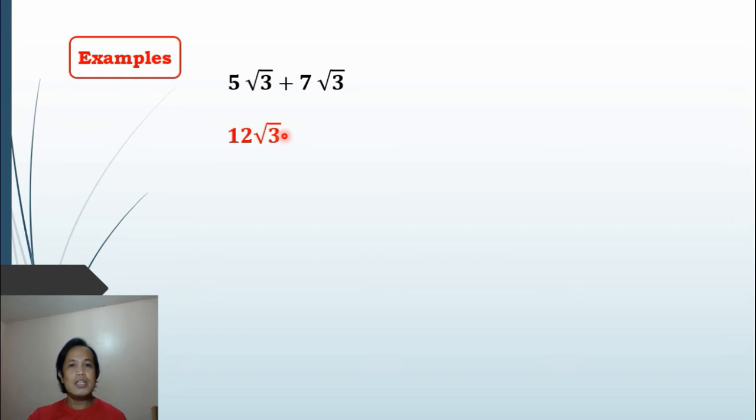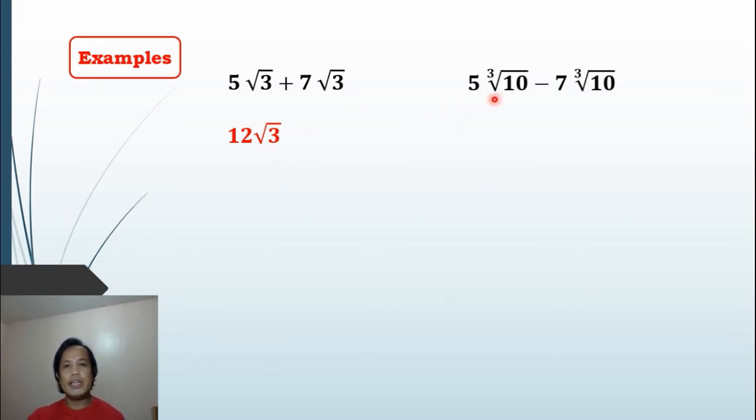What we need to do is just simply perform the operation on the numerical coefficients. 5 and 7 here are what we call the numerical coefficients. So since this is addition, we just simply add 5 plus 7. So our answer is 12 square root of 3. Let's proceed to another example.